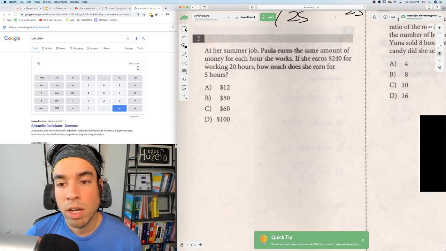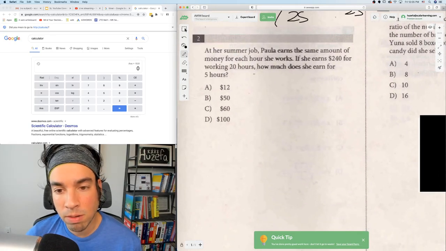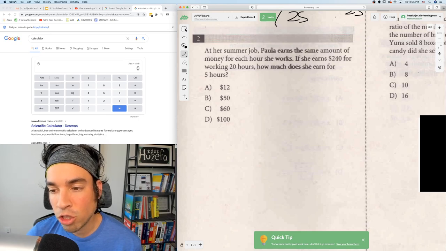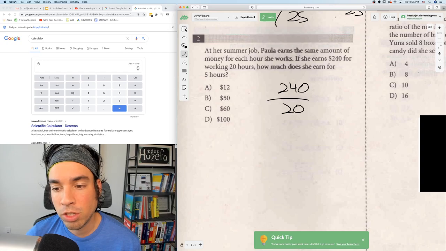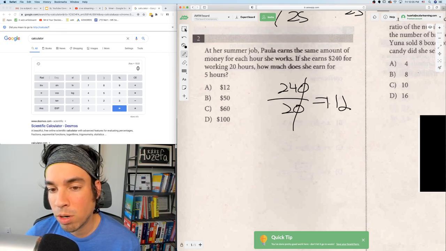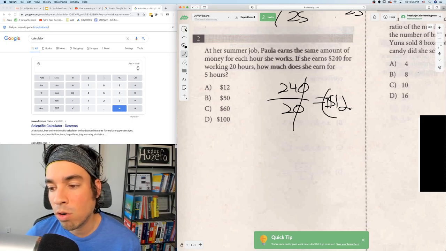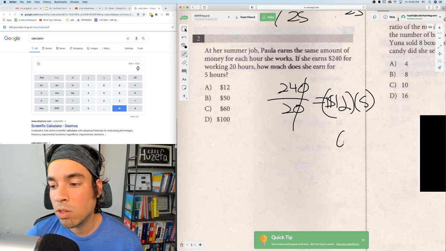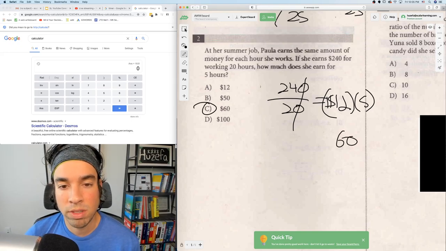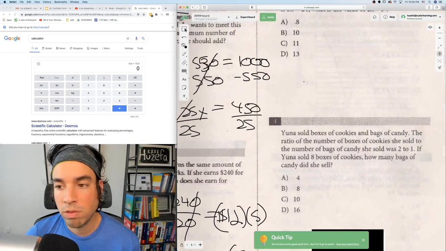Okay. Number 2, at her summer job, Paula earns the same amount of money each hour she works. She earns $240 for working 20 hours. How much does she earn in 5 hours? So first of all, this will give me the hourly rate. She makes $12 per hour, right? $240 divided by 20. So then 12 in 5 hours, we multiply this by 5 and you get 60. And notice they have the 12 in case you didn't read the whole question carefully.